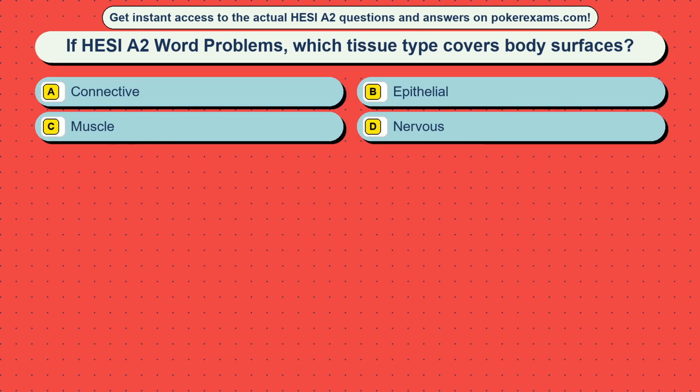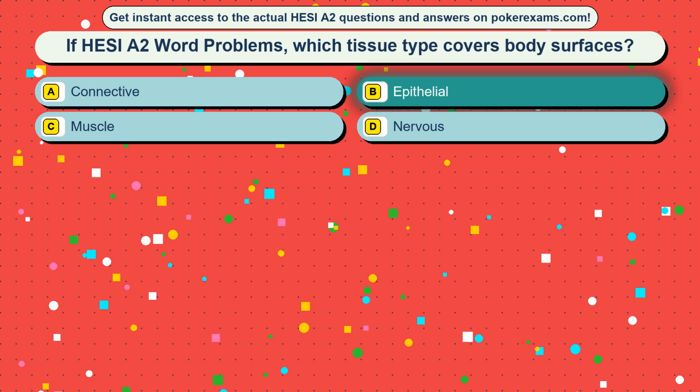Question 20. If HESI are two-word problems, which tissue type covers body surfaces? Option A, connective. Option B, epithelial. Option C, muscle. Option D, nervous. The correct answer is option B, epithelial.